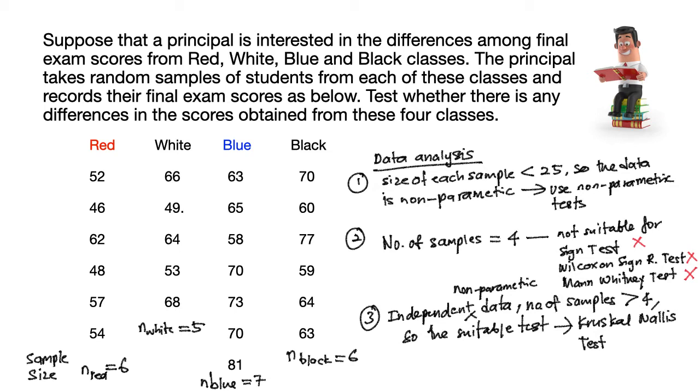Given this problem, suppose that a principal is interested in the differences among final exam scores from red, white, blue, and black classes. The principal takes random samples of students from each of these classes and records their final exam scores as below. Test whether there is any differences in the scores obtained from these four classes.